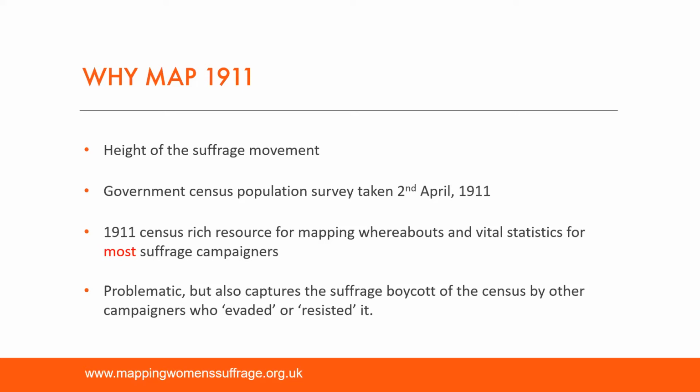Now, historians of the suffrage movement currently agree that most suffrage campaigners complied with the 1911 census, but there were, of course, those that did not, which makes it both a problematic suffrage resource and yet also an absolutely fascinating one. And this is because, in protest at the government's refusal to grant women the vote, some suffrage campaigners who were willing to engage in an act of civil disobedience boycotted the census.